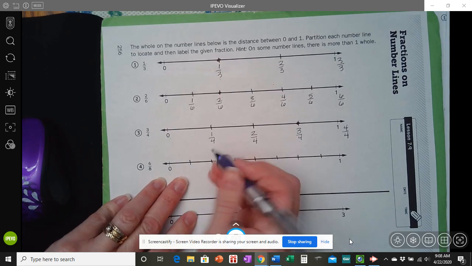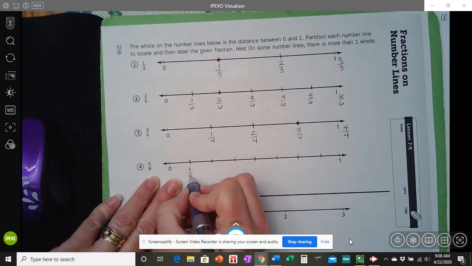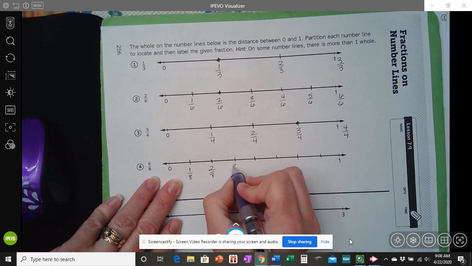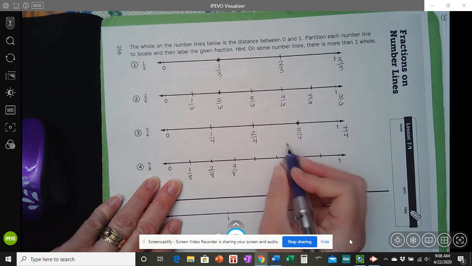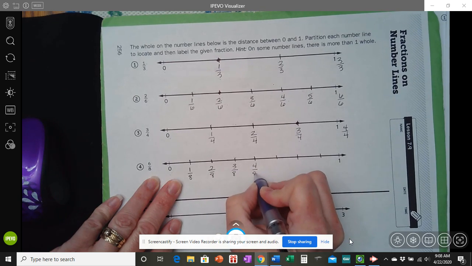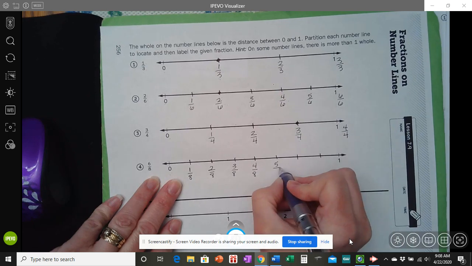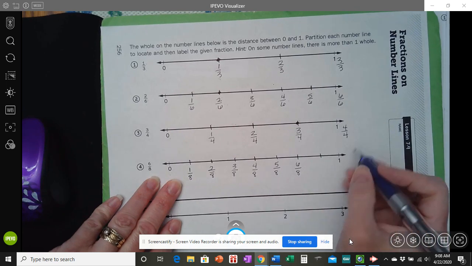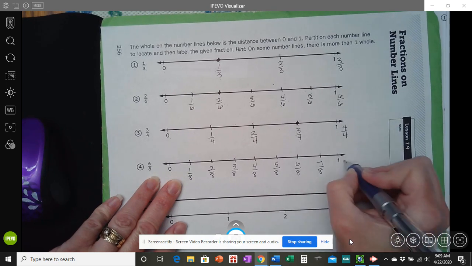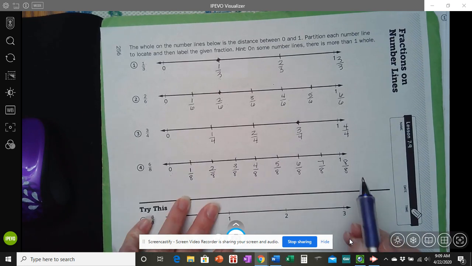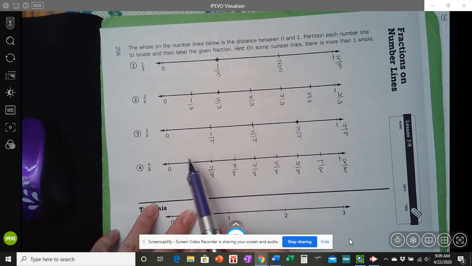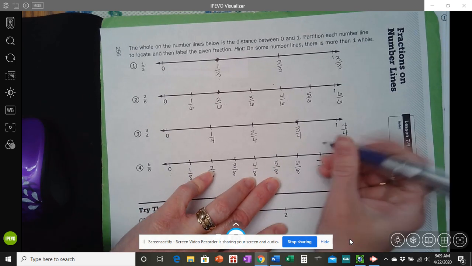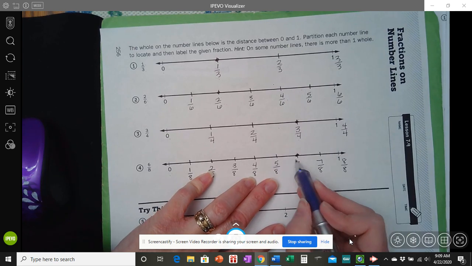We have 0 over 8. I have 1 piece out of 8. 2 pieces out of 8. 3 pieces out of 8. 4 pieces out of 8. 5 pieces out of 8. 6 pieces out of 8. 7 pieces out of 8. And 8 pieces out of 8. Alright, so I need to label the 6/8. So I'm going to count 1, 2, 3, 4, 5, 6. So here would be the end of my 6th piece. Put my circle on there.